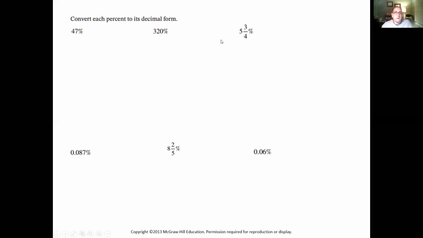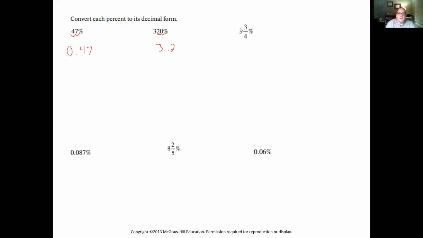All right, so here are a couple more problems to practice. So now you're going to convert each percent to its decimal, just like we did. So 0.47, if you move it 1, 2. So here it's here, so 1, 2.